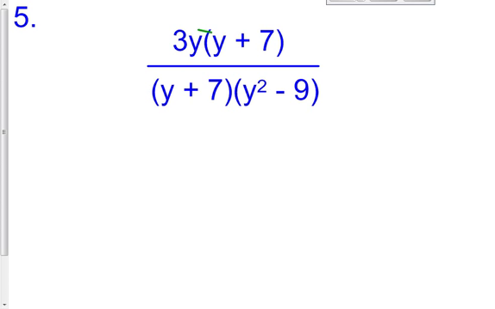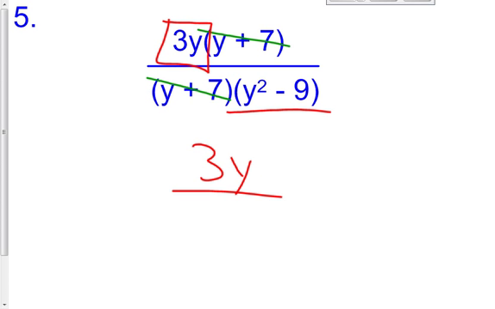So you can take this y plus 7 and reduce it with this y plus 7, because those are both factors. However, you cannot, I repeat, you cannot reduce this and this. The reason is because this isn't a factor. The factor is the whole thing, y squared minus 9. That can be only reduced with other y squared minus 9s. So because we don't have that, our answer is left with this in the numerator, 3y, and this in the denominator, y squared minus 9.